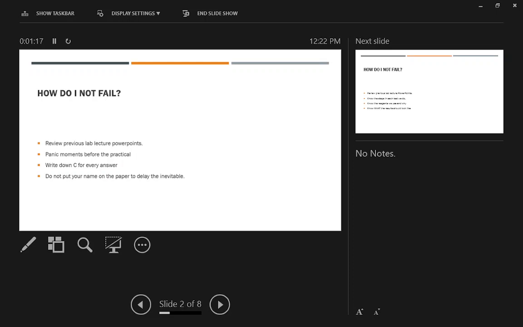First thing, make sure you guys review the PowerPoints, which is pretty easy to do because we have all of them up on Canvas, so you guys can look at them. Also, make sure you guys panic moments before the practical. Write down C for every answer because that always guarantees a C, and do not put your name on the paper, so it makes it harder for me to grade and you'll get the bad grade later.